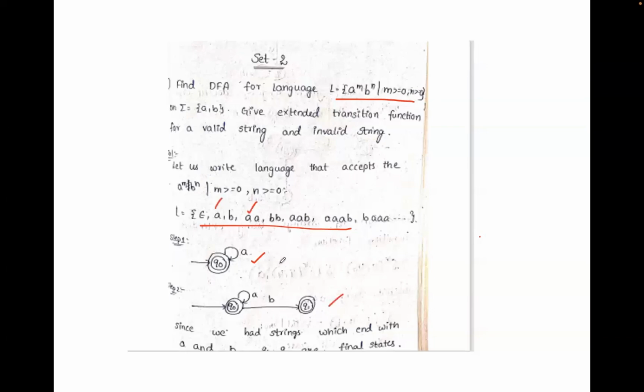We are adding one more state to step 1, and the input symbol is B. This will accept strings starting with A and ending with B. So you can have any number of A's but only a single B. But in the language we can have any number of B's also. If you see this, there are two B's. So again we need to extend it further.